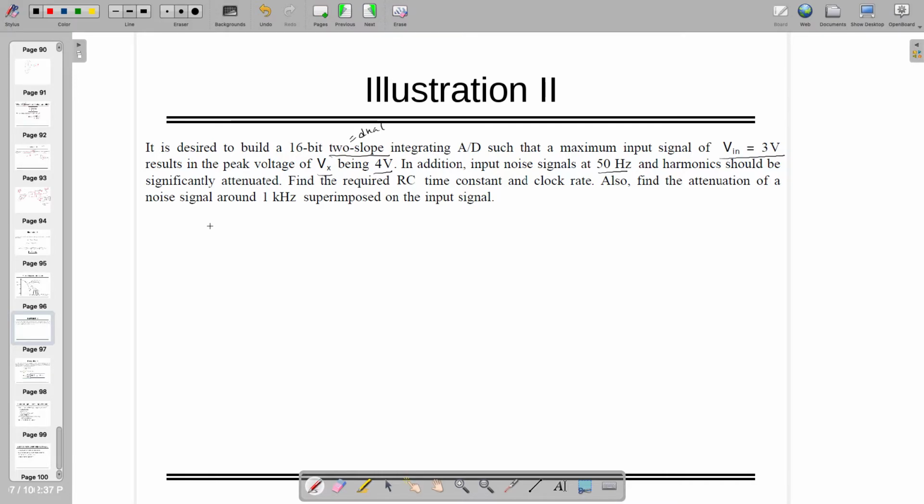So you need to design a 16-bit dual slope ADC with Vin equal to 3 volt and Vx being 4 volt, so this is the peak value. In addition to this, there is also 50 hertz interference. We want to remove this 50 hertz interference. Find the required RC time constant and the clock rate.